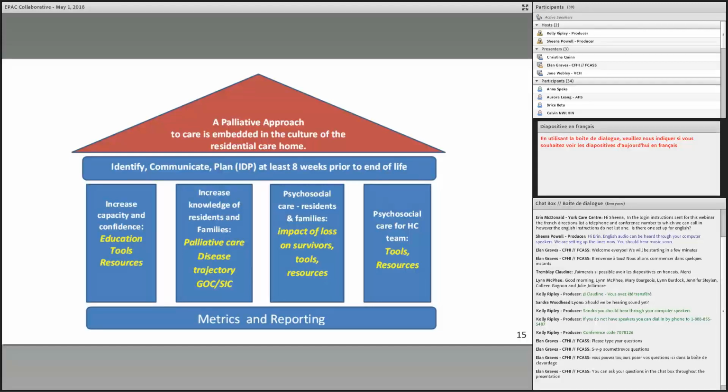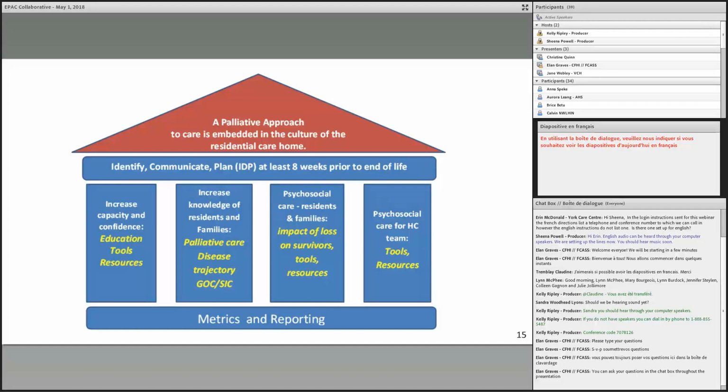We also started to talk to residents who were actually witnessing increased death. We know that people are a lot sicker when they come into residential care. We're having a lot more deaths in a year. And the residents who are surviving are watching that happening, but they're not actually getting the psychosocial care.